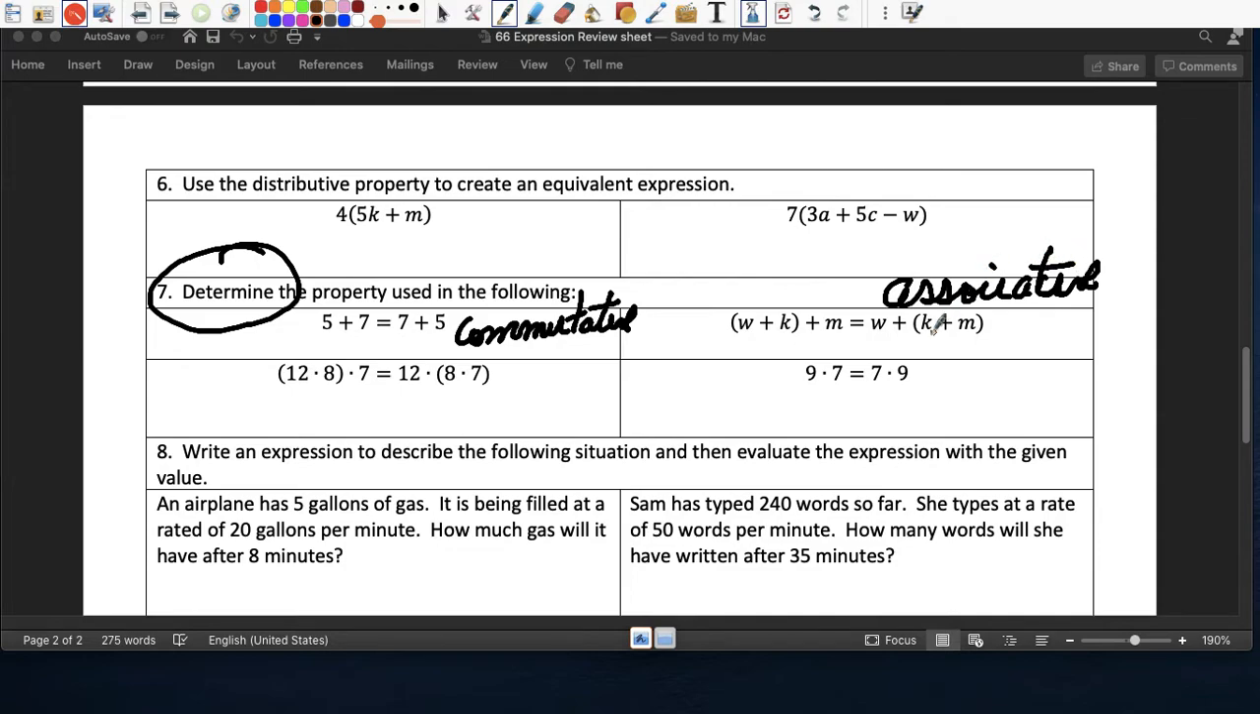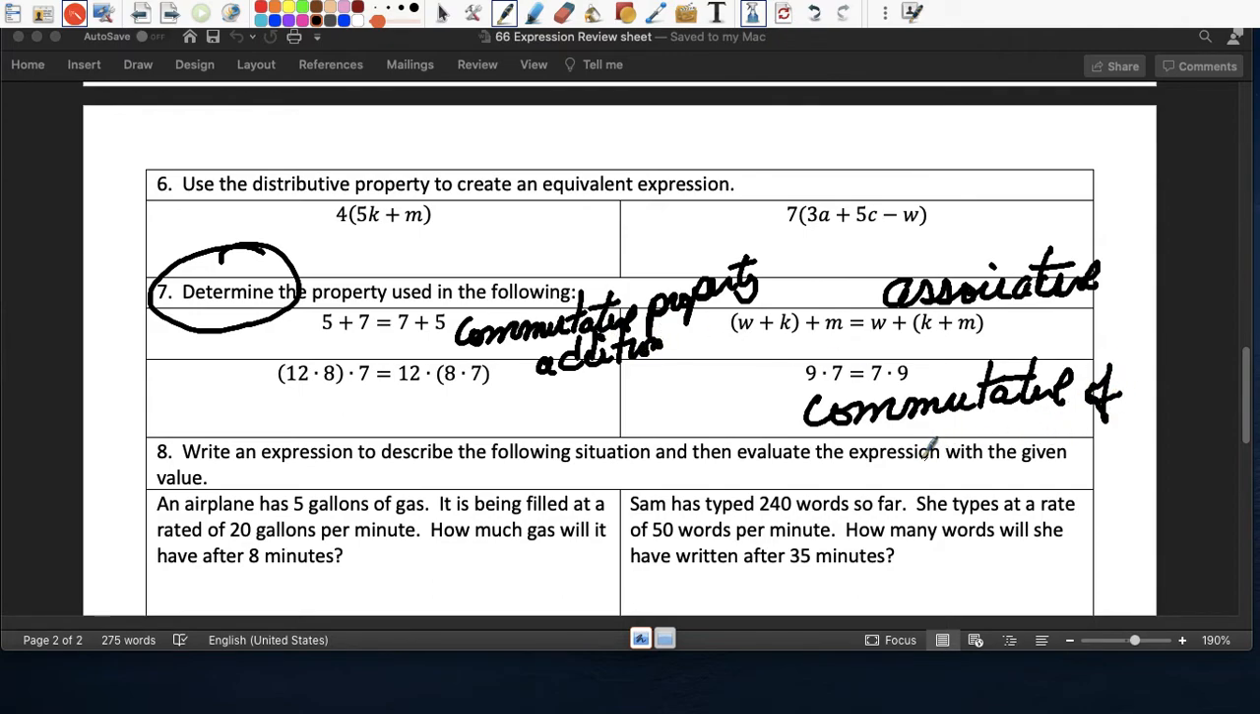Associative property. This one is commutative otra vez. And this one is, oh, you know what? Sorry, I know why there's this. This is commutative property of addition, the suma. This is the commutative property of multiplication.